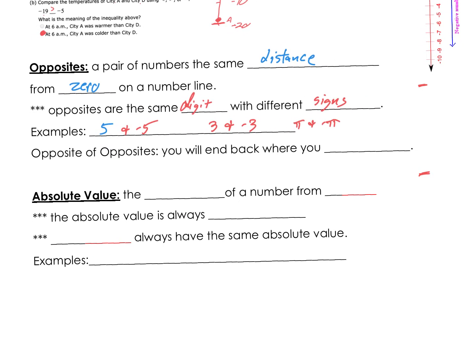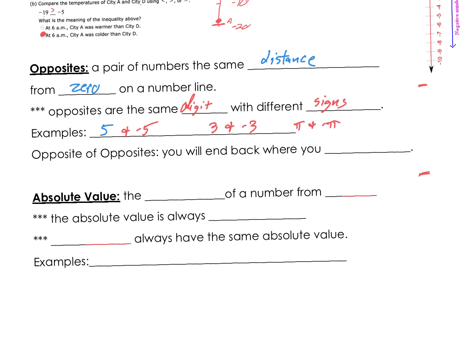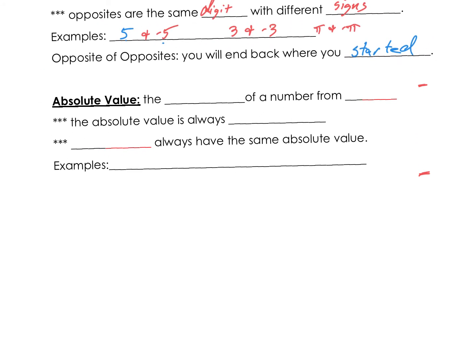Okay, now let's talk about the opposite of the opposite. Okay, so what's the opposite of 5? Negative 5. What's the opposite of that? Positive 5. So opposite of the opposite, you will end up back where you started. So if you start at negative 22, the opposite of the opposite of negative 22 is still negative 22. It's like a double negative. I ain't not gonna do it.